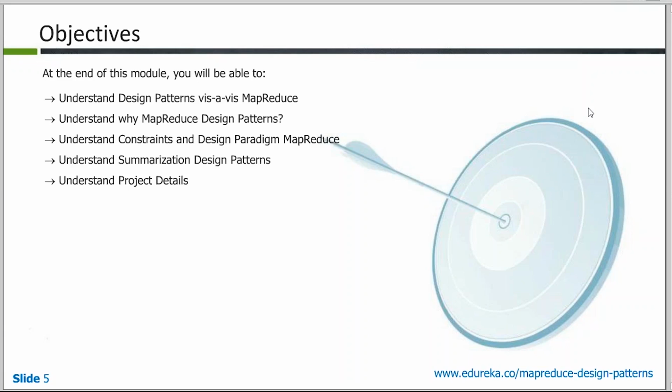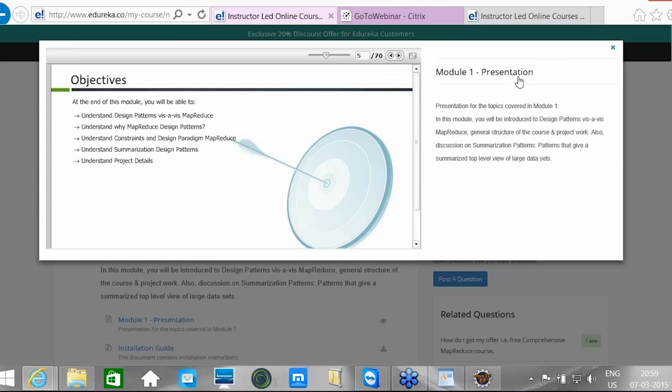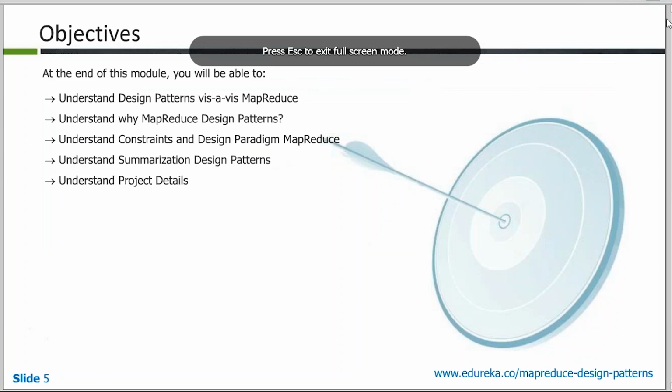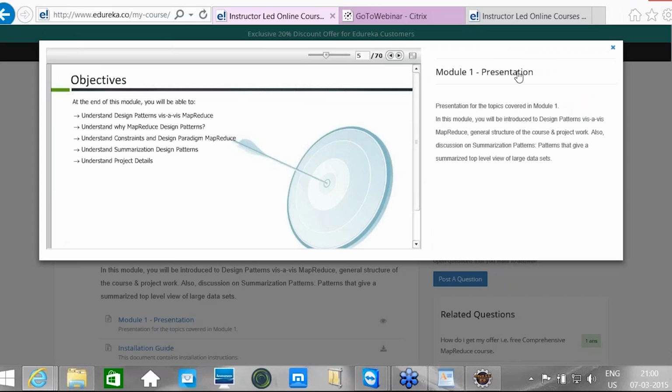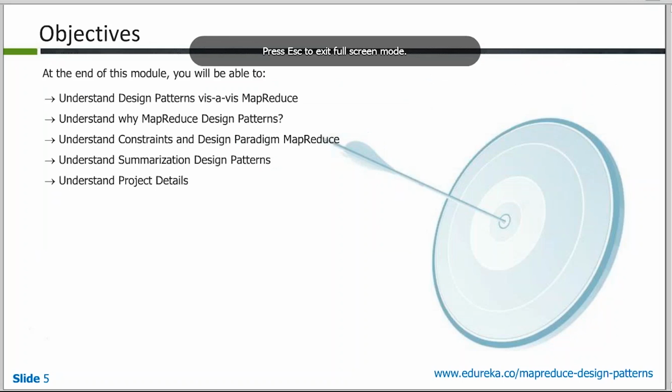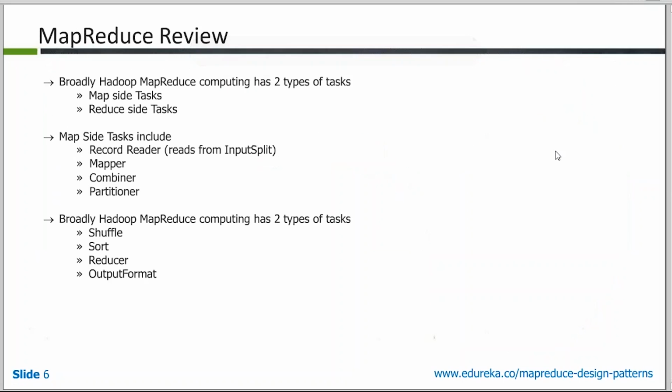So the objective of the module today is to look at the why and the what of MapReduce design patterns. As far as why is concerned, we should first understand why we actually require these design patterns in MapReduce. That's where some of the constraints and some of the facilities which MapReduce provides allow us to design in ways from which these patterns actually emerge.